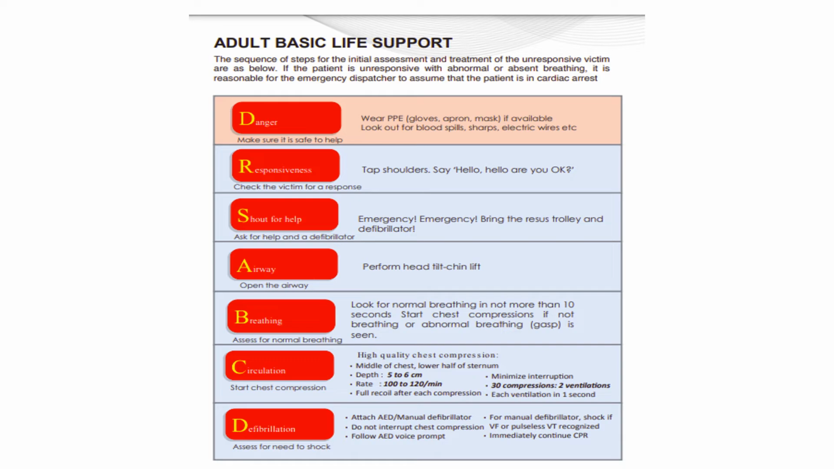We need to try to do a high quality chest compression. Like I mentioned before, we need to compress the chest about 4 to 6 centimeter with the rate of 100 to 120 per minute, and then allow for full recoil after each compression. And the last step is defibrillation. So we need to assess the need to shock the patient. When there is a need, we can use the AED, automated external defibrillator.